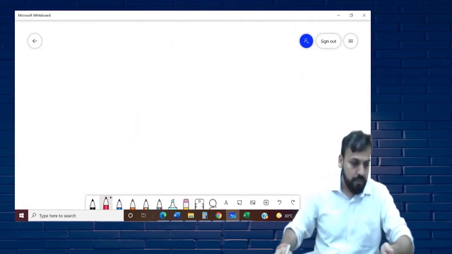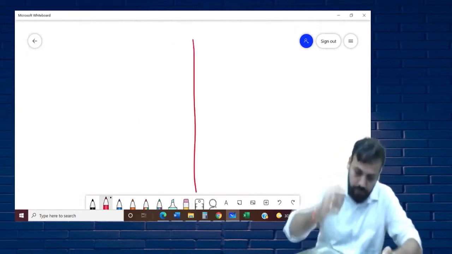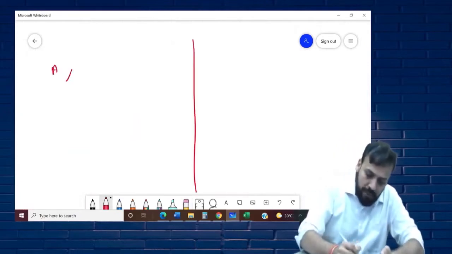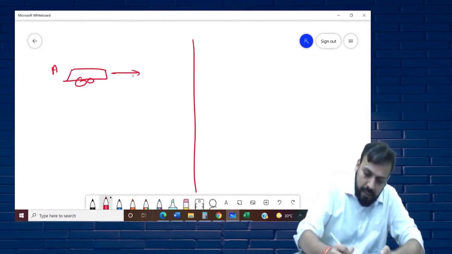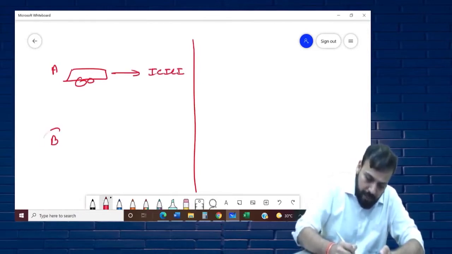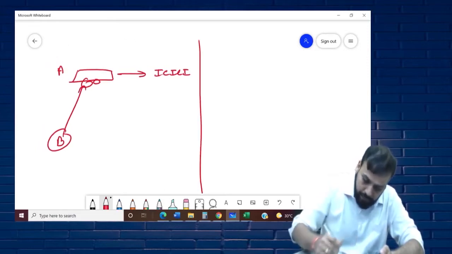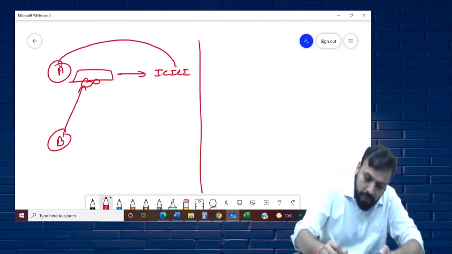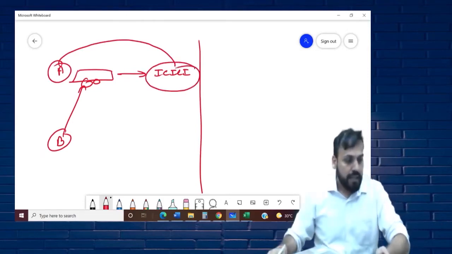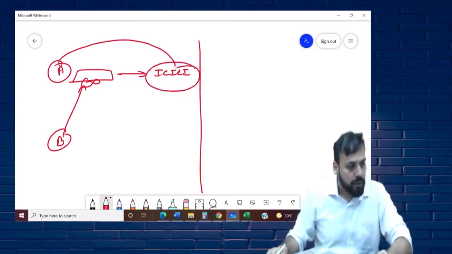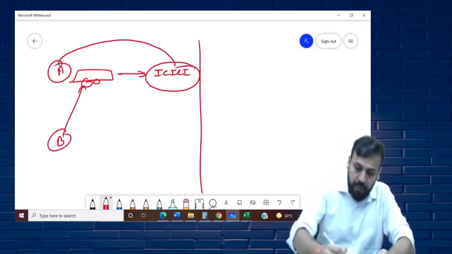Again, I am repeating. See, there are two situations. There is A who has a BMW car and he has taken ICICI insurance. B comes and bangs the car. Now, A can directly recover from the insurance company, right, friends? So they are primarily liable.